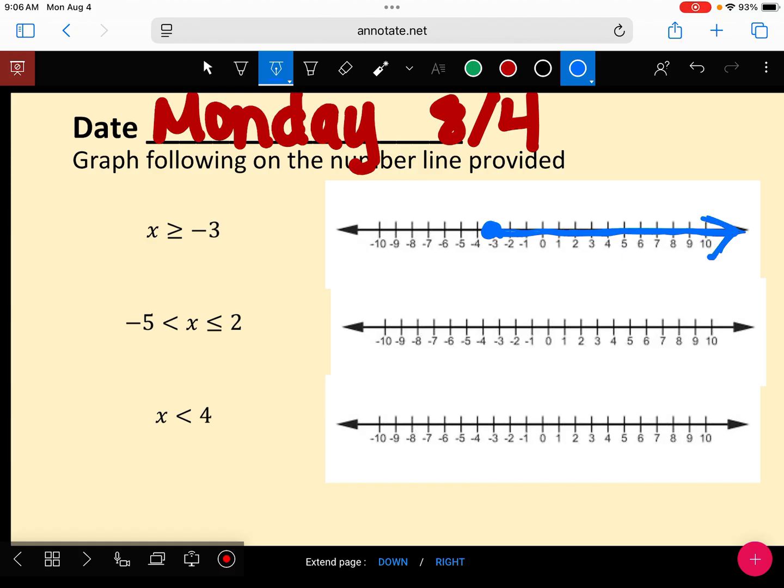All right. The second one has a start and an end. This one starts at -5, but notice that that one is not equal to, so we're going to put an open circle at the -5. It ends at +2. We put a closed circle at the +2, and then you just connect.